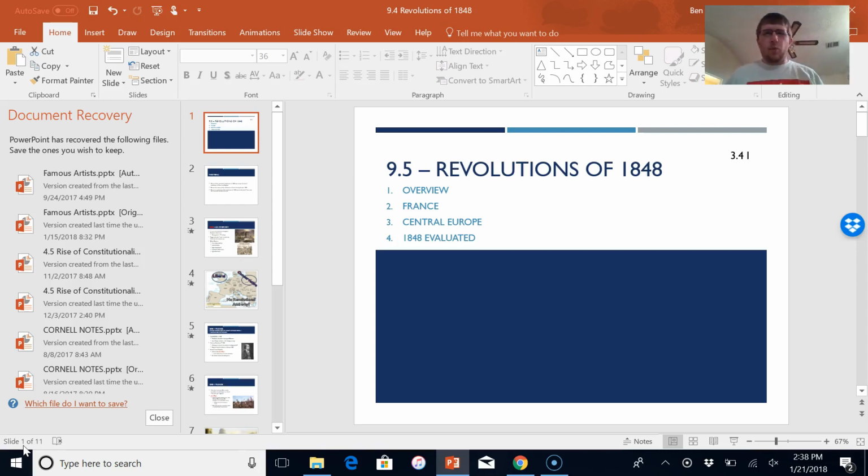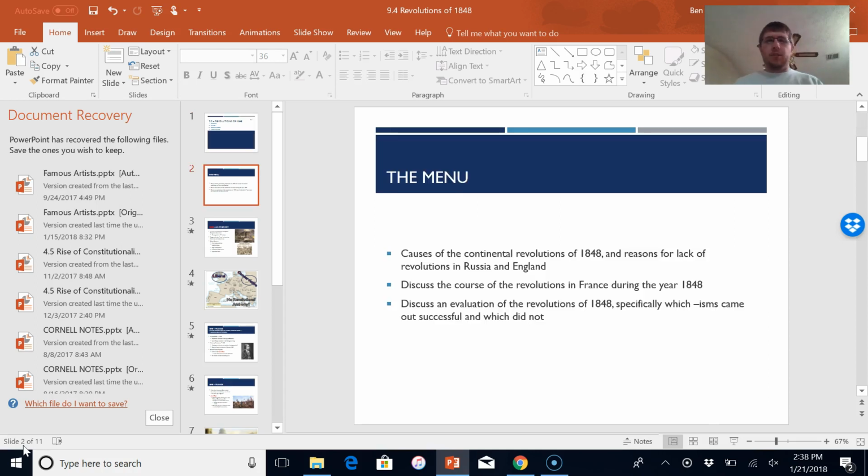Hey guys, the Revolutions of 1848, I should say, section 9.5. We're going to go through this section pretty quickly because in the olden days of AP Euro, this was a really important topic, but I don't see it as being such a big thing. Really, the only thing we need to know is why it is a huge turning point in European history. In terms of the action inside of it, it's not as much importance. So here's our menu. We're going to go through it, like I said, pretty quickly.